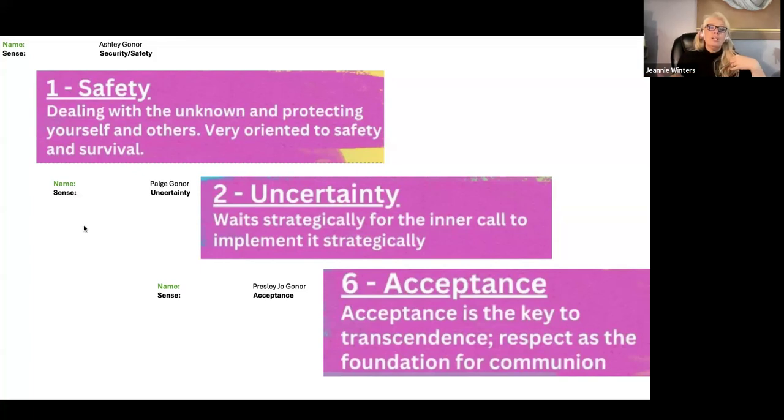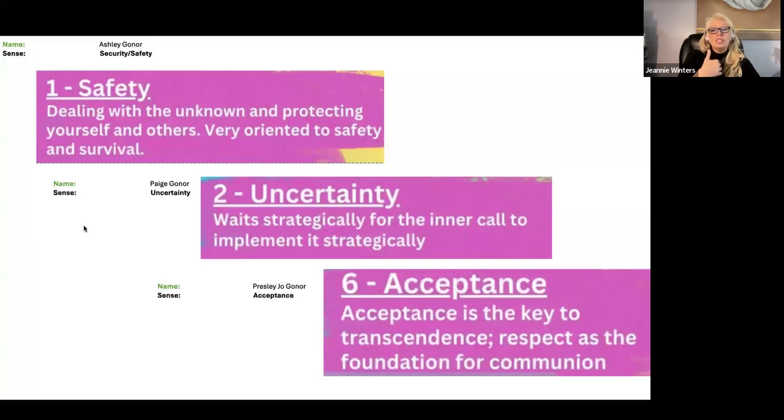Okay, it's dealing with the unknown and protecting yourself and others, very oriented to safety and survival, meaning you always make sure that your kids are okay before you decide to go do something for your business. You make sure that your dogs are taken care of, your husband's taken care of. It's all about safety. Is everybody okay? Okay, then I'll go and do this. Does everybody have their food for the night? You make sure that everything around you is taken care of before you go and do something that you need to do. Whereas Paige has uncertainty.